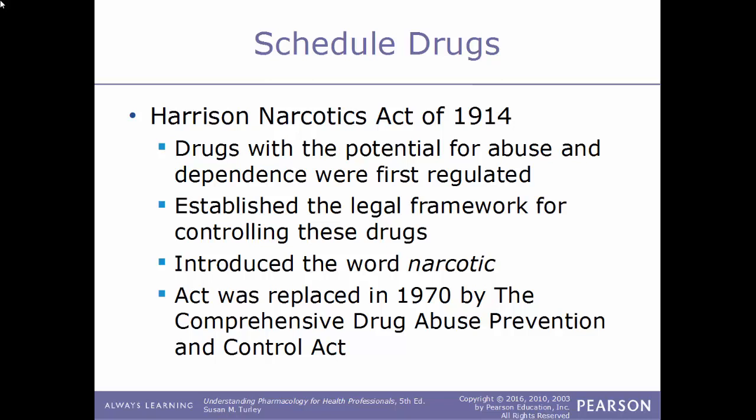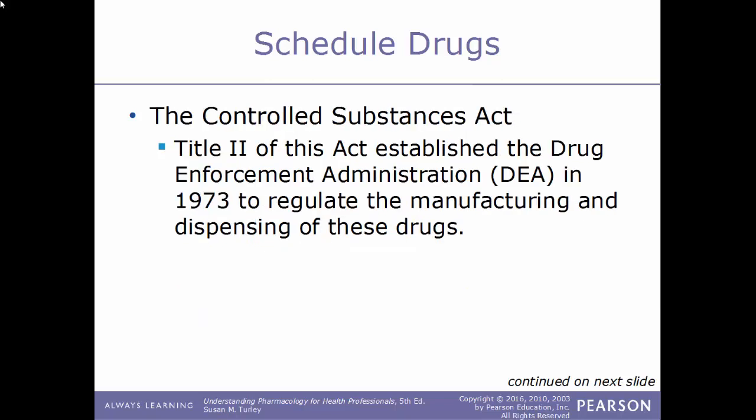Now, this act was replaced in 1970 by the Comprehensive Drug Abuse Prevention and Control Act. And this requires the pharmaceutical industry to maintain physical security and strict record keeping of certain types of drugs. And so part of this act is where we get the classification system for different kinds of drugs. This act is more commonly known as the Controlled Substances Act. Now, it is the Controlled Substances Act that helps to determine what drugs are legal and what drugs are illegal, based on what classification they fall under. And Title II of this act established the DEA, the Drug Enforcement Administration. And this was done in 1973 to regulate the manufacturing and dispensing of these drugs.